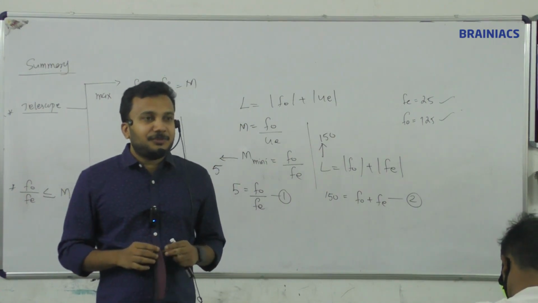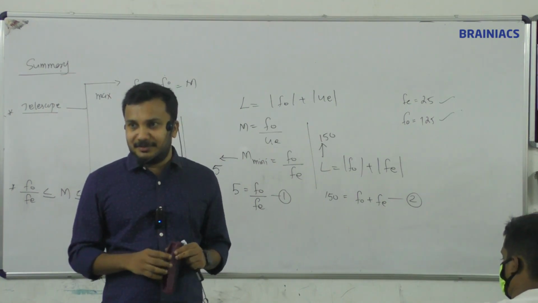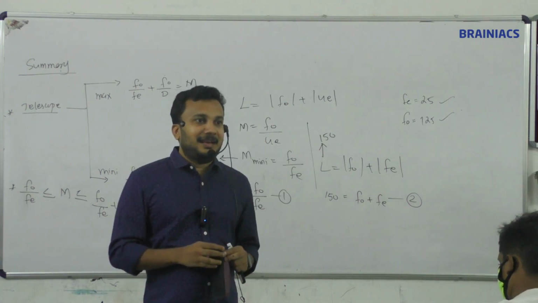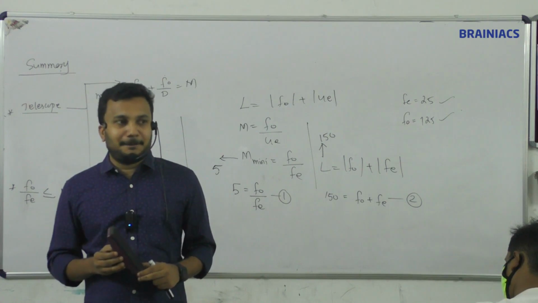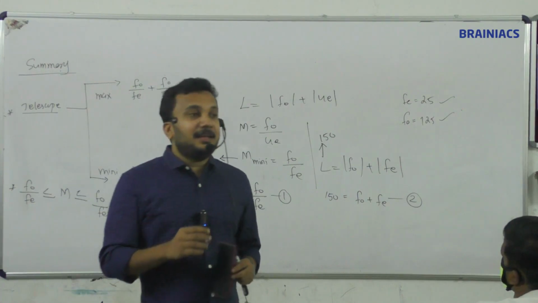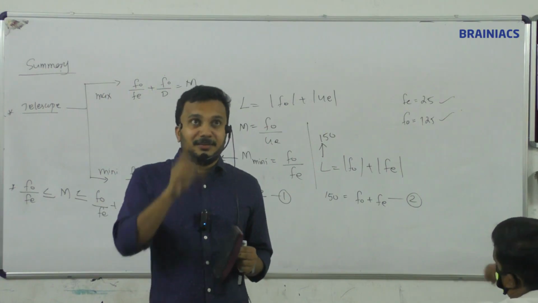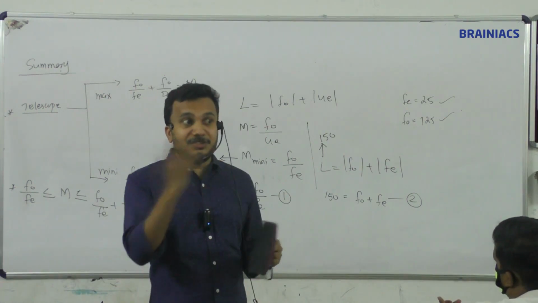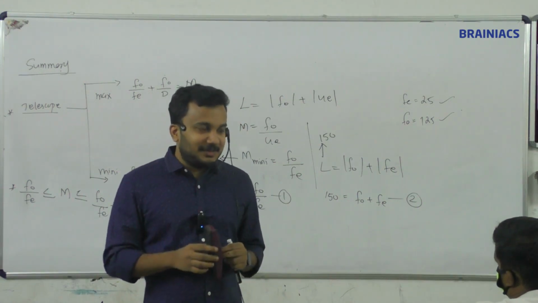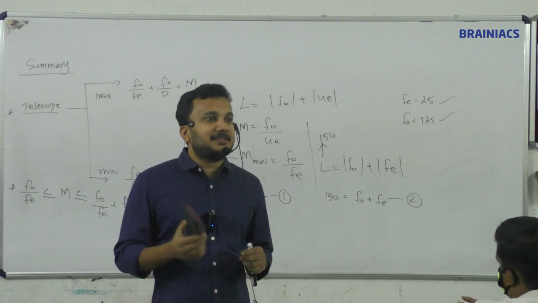Length of the compound microscope is V0 plus UE. In case of minimum magnification, the length of the compound microscope is V0 plus FE. In case of a telescope, the general formula for length is V0 plus UE, but V0 is F0, so F0 plus UE. In minimum magnification, it is F0 plus FE.